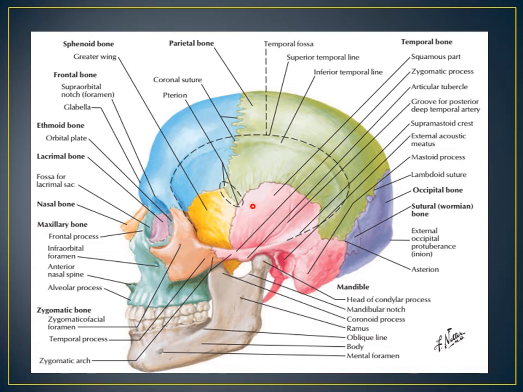Now this diagram is showing you the lateral view of the skull where you can see the bony part of the external auditory meatus, and this bony part is formed by the tympanic plate of the temporal bone, while posterior-superiorly it is deficient, and here it is formed by the squamous temporal bone.